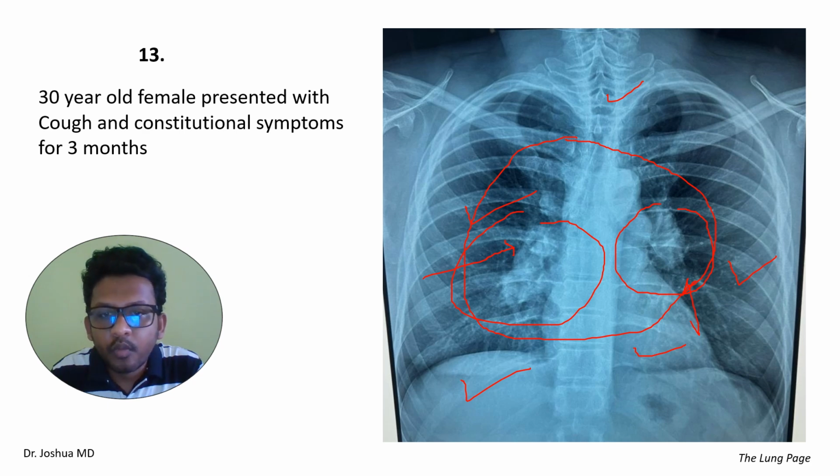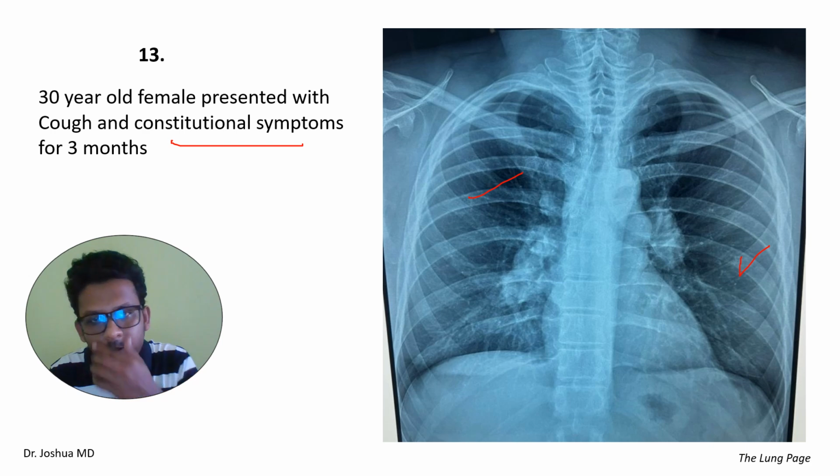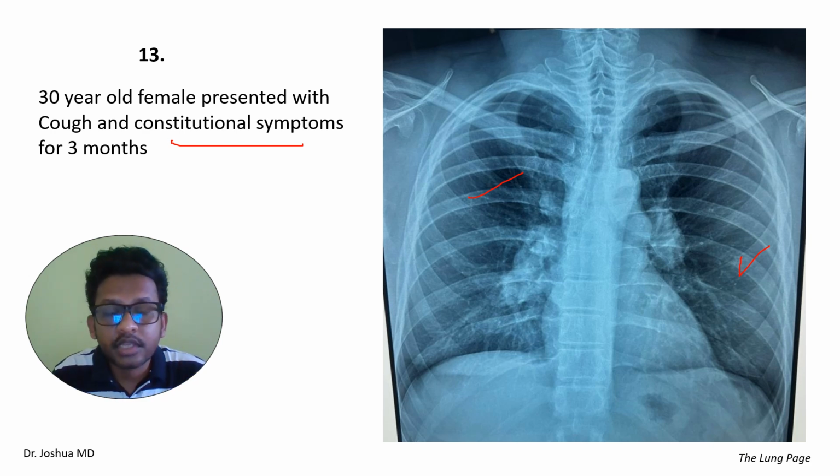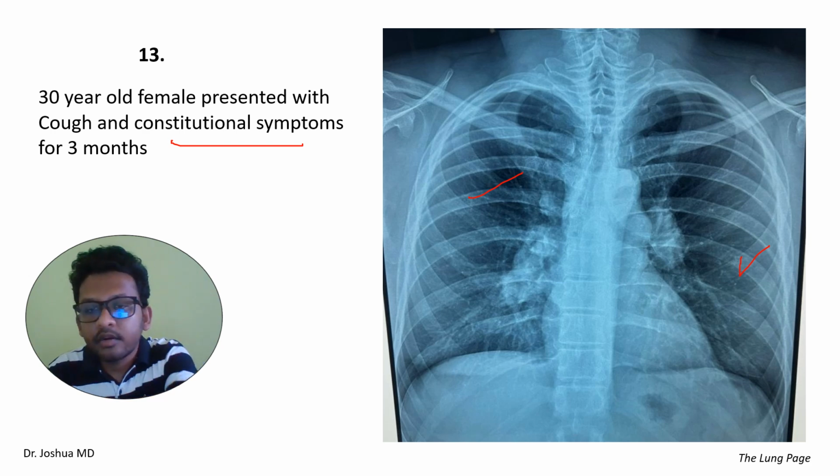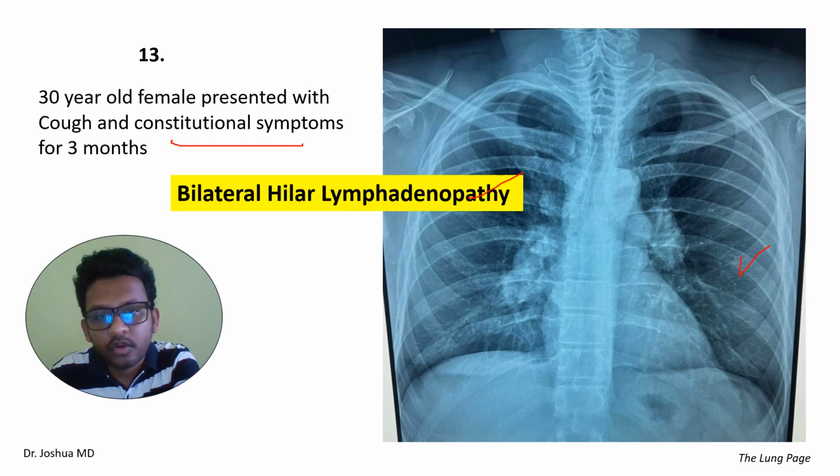So we all know what the causes of bilateral hilar lymphadenopathy are. This patient has constitutional symptoms, and the lung field is completely normal. So the most likely diagnosis is sarcoidosis. Sarcoidosis is a common cause of bilateral hilar lymphadenopathy, other than lymphoma or malignancies. If you see unilateral, you have to think about an infective origin such as TB. Okay, this is the diagnosis of bilateral hilar lymphadenopathy.